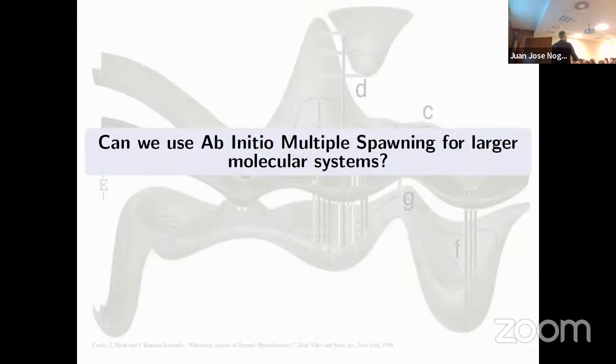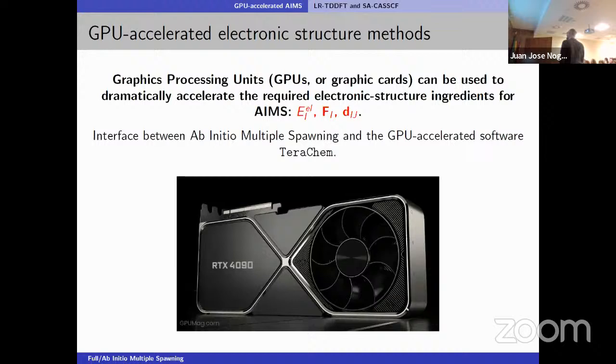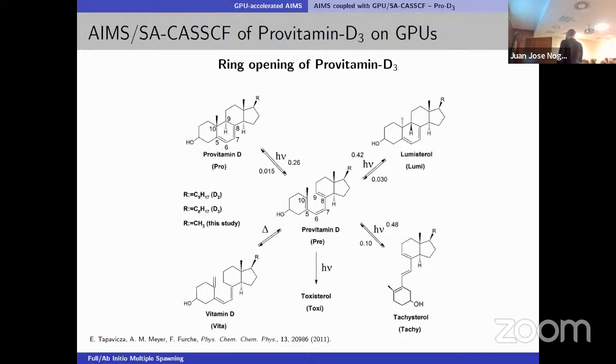What we can do is turn towards the ability of multiple spawning, now interfaced with an electronic structure code that can use GPUs, graphic cards, okay? In this particular case, we played with TeraChem, which is also developed by Tom Martinez. The good thing about this software is that you can do electronic structure calculations super efficiently. State average CASSCF and TDDFT on GPU are very efficient when you look at systems of say 20, 30 to hundreds of atoms.